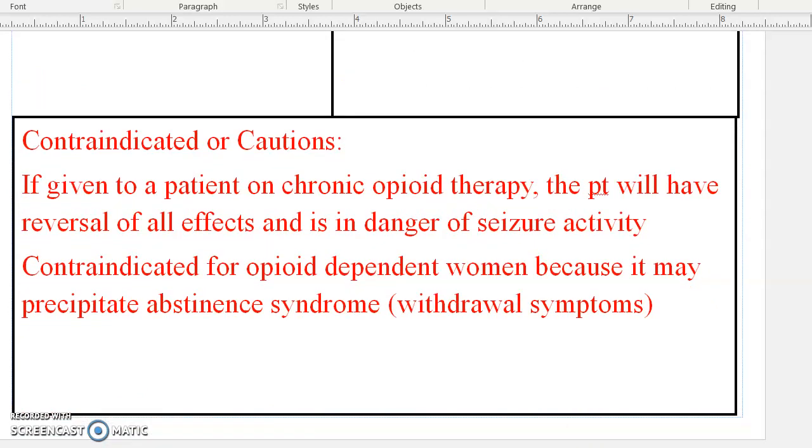So what happens when you reverse these, it could put them into a seizure. So then you're going to want to watch for seizure precautions. And that is why dependent women, those moms, if they've been on an opioid and you give that to them, then they're going to go into withdrawal symptoms. So if it's life altering, you're going to want to give it. But normally you may not if it's just because they're sedated, feeling tired and drowsy.